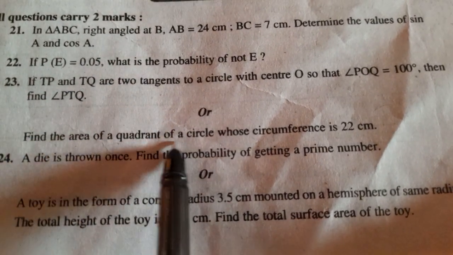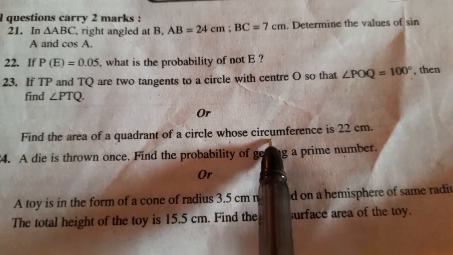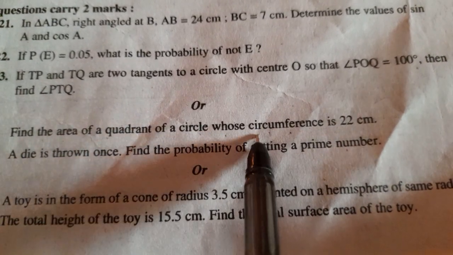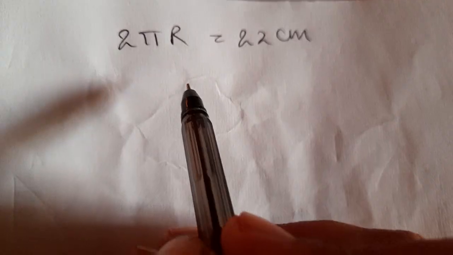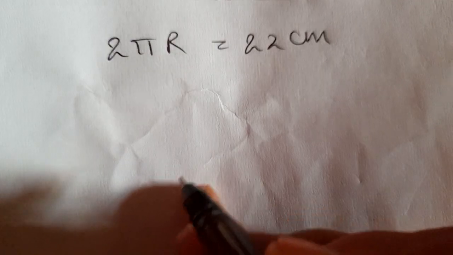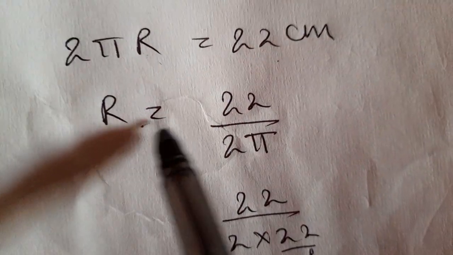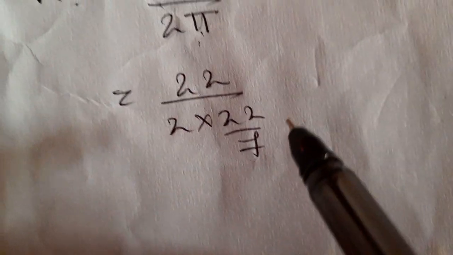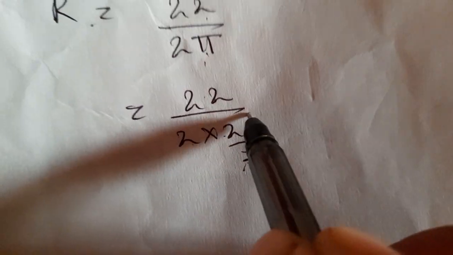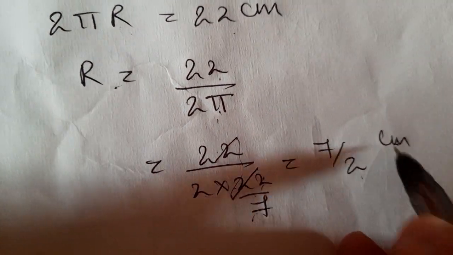Find the area of the quadrant of a circle. Quadrant means one-fourth part of a circle whose radius is not given, whose circumference is given, that is 22 centimeters. So firstly we have to find the radius from the circumference. Now the circumference is 22. So 2 pi r equals 22. We have to find the value of r. So after shifting 2 pi to this side, we get r equals 22 over 2 pi. After putting the value of pi, we get 22 over 2 into 22 by 7. This is the value of pi. After cancelling, we get the value of r is 7 by 2 centimeters.